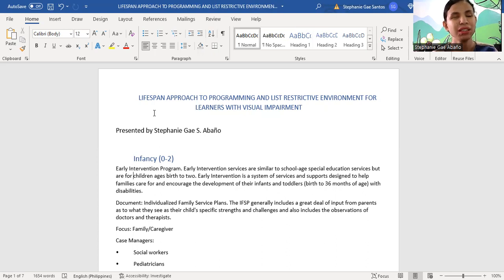We have now the infancy, from 0 to 2 years old, and the program for this age is the early intervention program. Early intervention services are similar to school age special education services, but are for children ages birth to 2 years old. Early intervention is a system of services and support designed to help families care for and encourage the development of their infants and toddlers from birth to 36 months of age with disabilities.